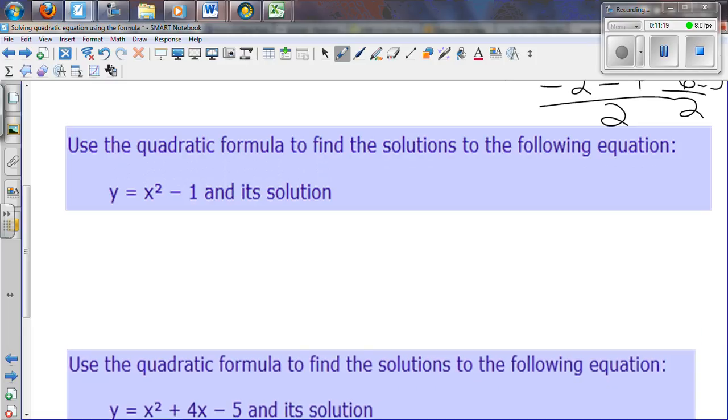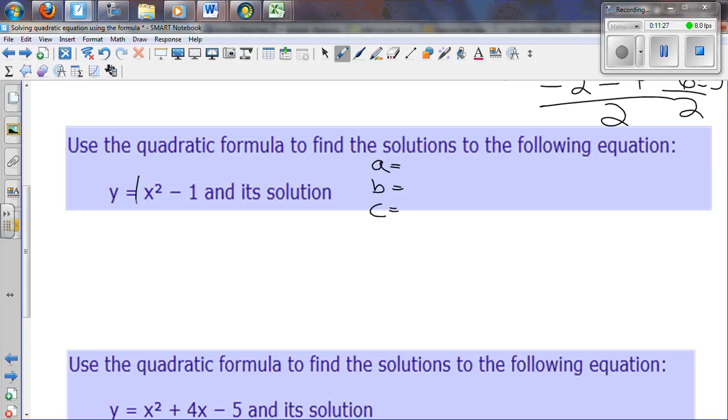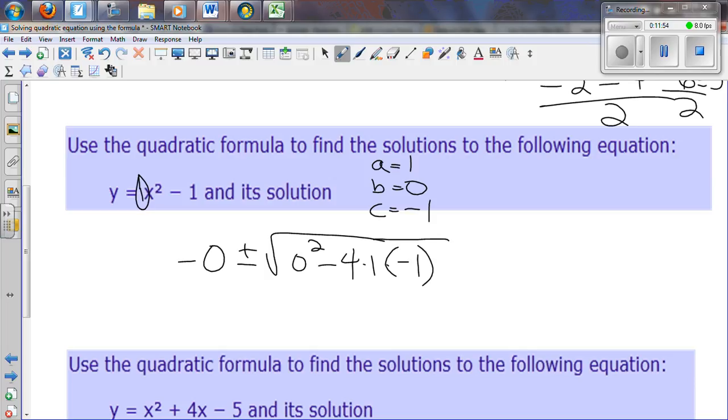Here we have x squared minus 1. Well, if we have this a, b, and c, what's a? Well, again, a is 1, because there's a 1 there. B, there is no b term, so b is 0. And c is negative 1. We can still apply this to the formula then. So we go negative 0 plus or minus the square root of 0 squared minus 4 times a times c, all over 2 times a.